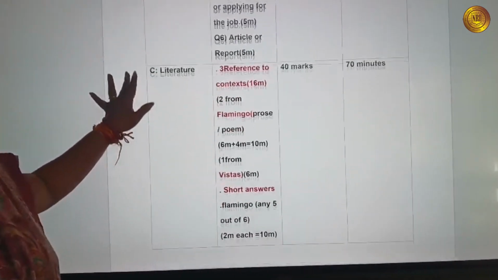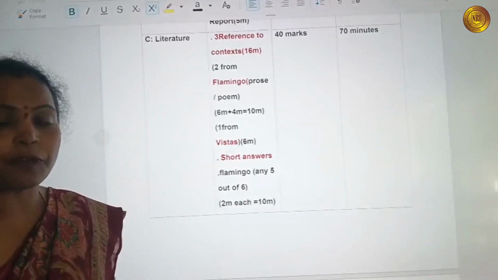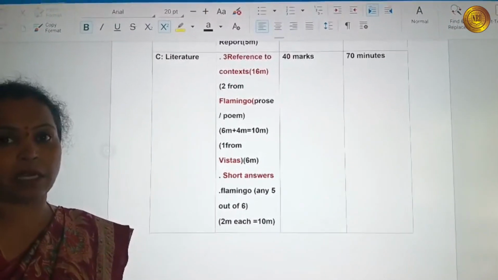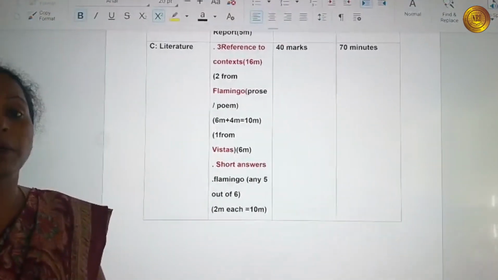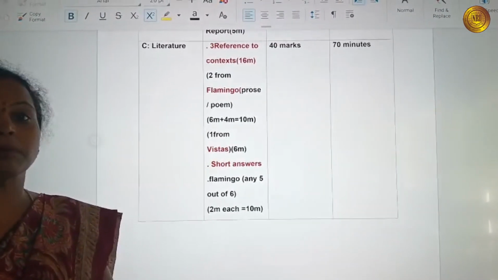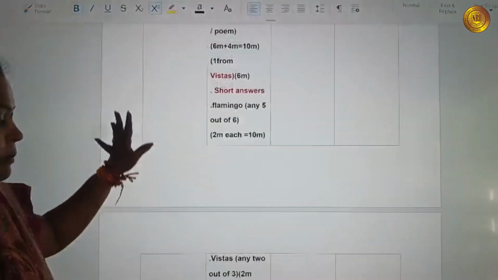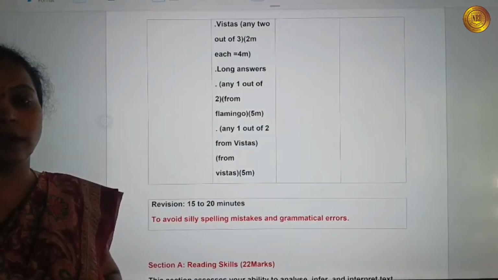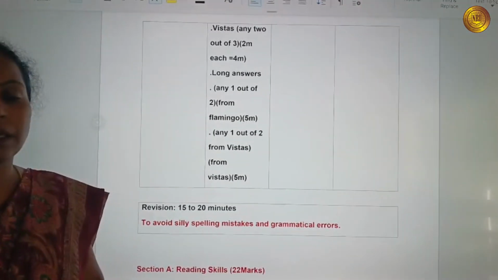And the literature part. In this literature part is the most weightage of the paper. From Flamingo, you will have 25 marks of questions, and from Vistas 15 marks. The division will include 3 reference to context questions, but these 3 are only for your understanding, because the questions will be from anywhere in the chapter. And there are short answer questions, and you will have long answer questions also. So you must attempt all of them, and mostly the long answer questions will be value-based questions, here comparison between the lessons only.